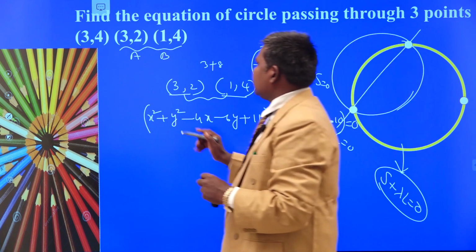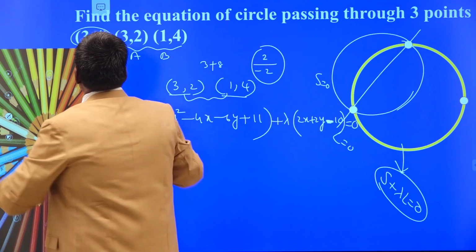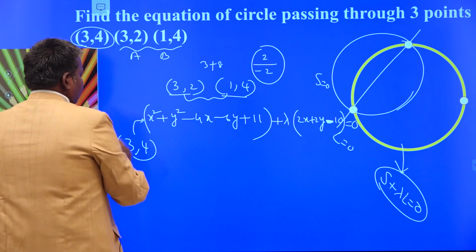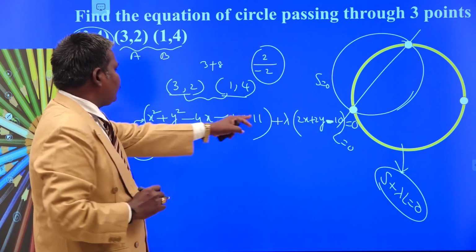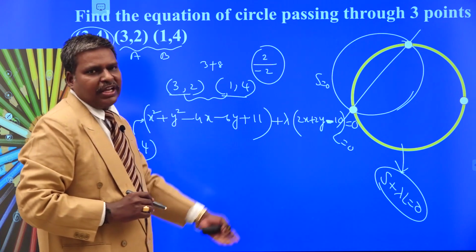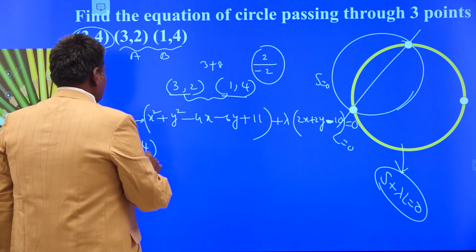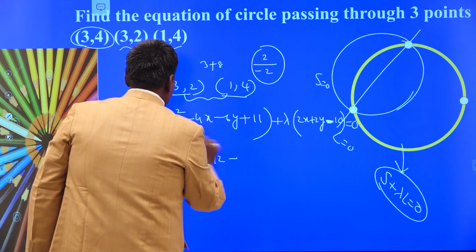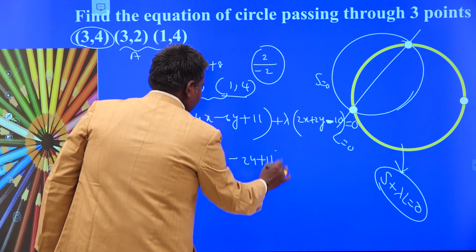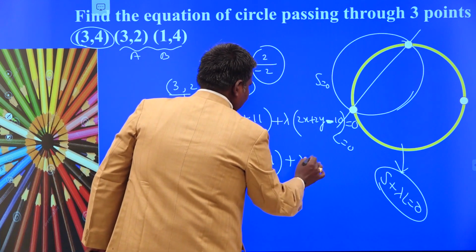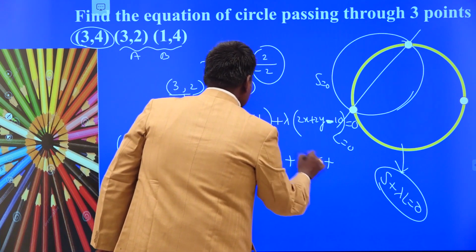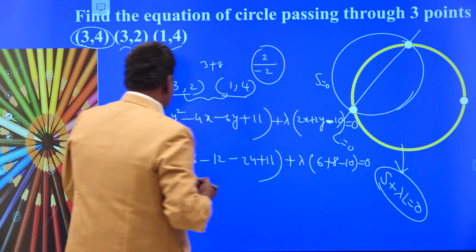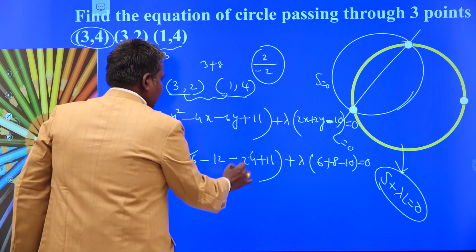Now substitute the point. Which one have we missed? What is the point here? (3, 4). Substitute (3, 4) here itself. We obtain the lambda. Substitute lambda again in your equation, and we obtain the required equation of the circle. 9 plus 16 minus 12 minus 24 plus 11 plus lambda times 2 threes are 6 plus 2 fours are 8 minus 10 is equal to 0. What is its value? 25 minus 24, that is 1.